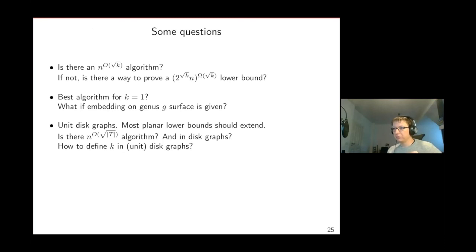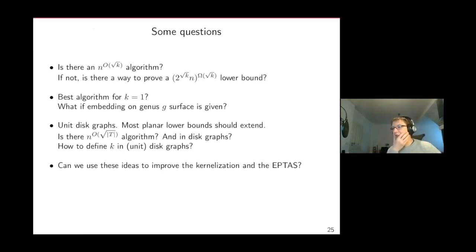And another way to think about this is to try and define this parameter k at all in unit disk. So it's not clear what we mean by a face there. But there are also other geometric variants where, for example, convexity can stand in for a face. So this could be interesting to explore.